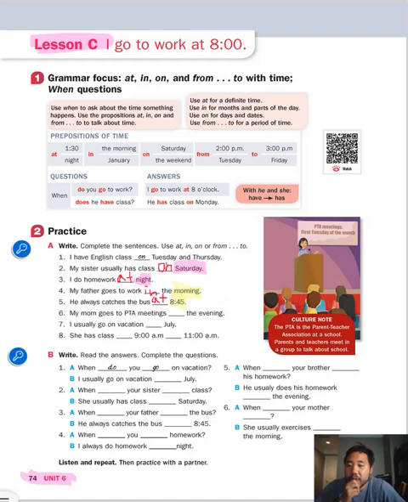So the evening, so what is the evening? Evening is part of the day, but this is for at. My mom goes to, oh, sorry. It's not at, it should be in. So my mom goes to PTA meetings in the evening. Sorry about that. So in.